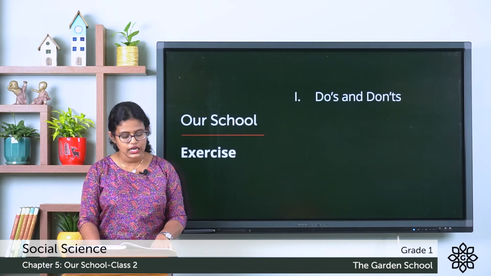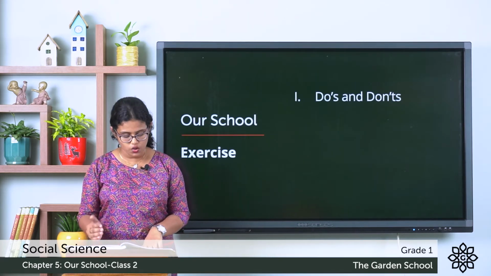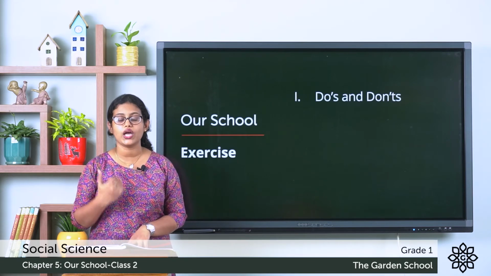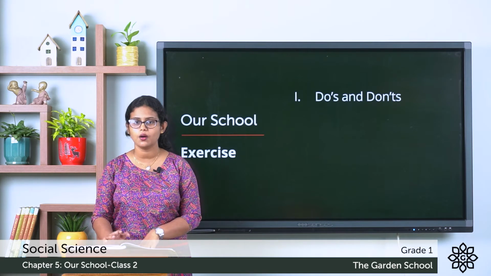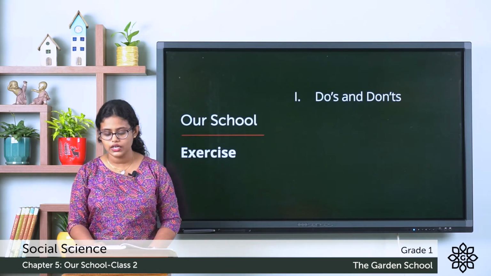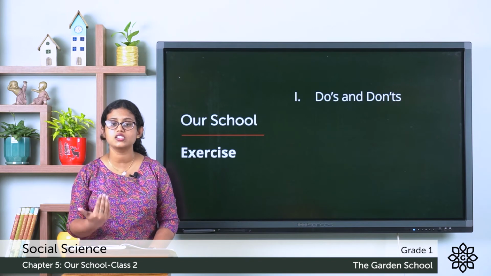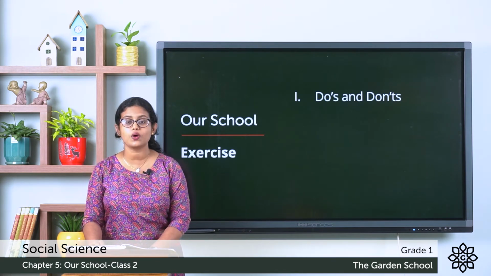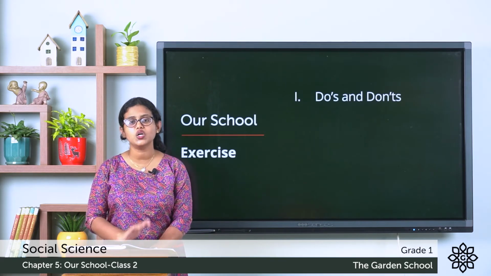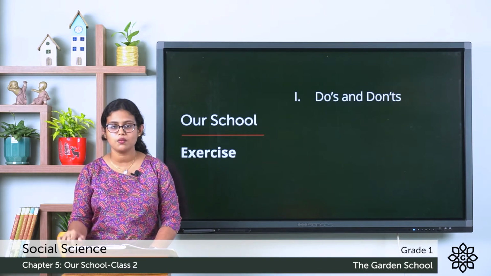The third one, listen carefully when we are spoken to. When someone speaks to you, you have to listen to them carefully. So you can tick in that box. The fourth one, share what we have. You should always share things that you have. So you can tick in that box. The next one is tease a girl or a boy. That is not a good manner. So you have to put a cross in that box.